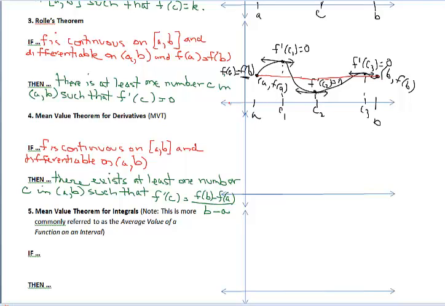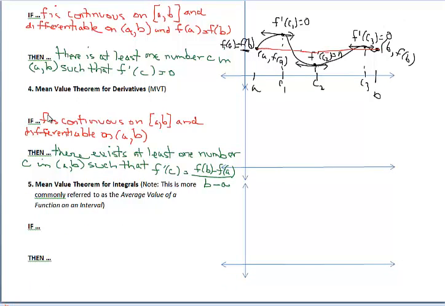All right, let's look at the mean value theorem for derivatives, the fourth one. Again, f is continuous on a closed interval and differentiable on an open interval. So we're going to go ahead and draw something similar to what we had here. But this time I don't want my y values at a and b to be at the same location. So perhaps I might start up here. So this would be f of a. And I'm going to journey on my way over here somewhere when x is b.